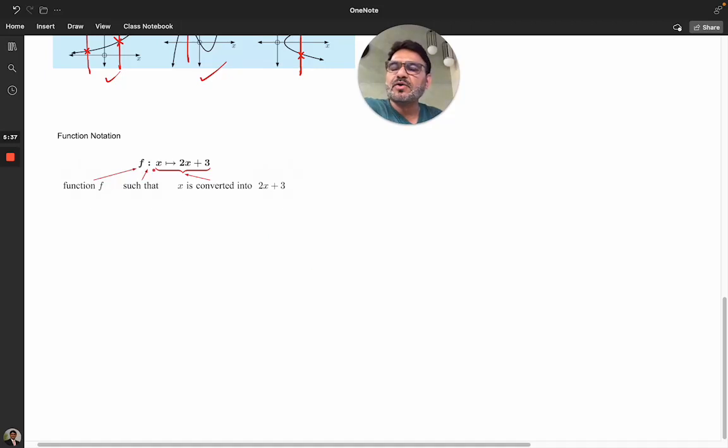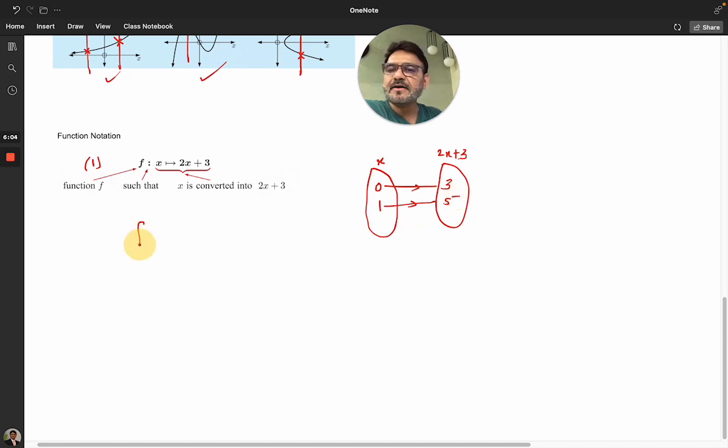Function notation, the two function notations. One way of writing a function is like this: function f is such that x is converted to 2x plus 3. So basically, if you're drawing your mapping diagram, for every x, you will get 2x plus 3. So when my x is 0, this will be 3. You just substitute. When my x is 1, this will be 5.